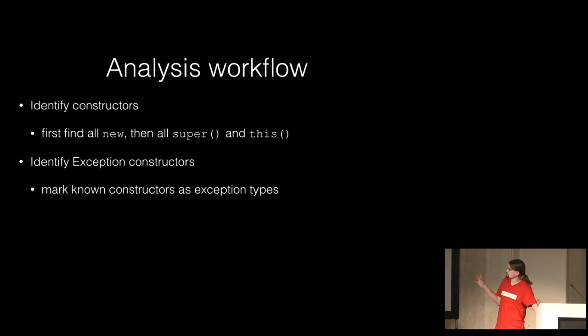And then while we're at it, we can look for exception constructors. We can find most of them pretty simply with the thing we referred to earlier, throw new something. And as long as we see that throw new and then some identifier, we can be pretty sure that we found a construction, an exception type being constructed.